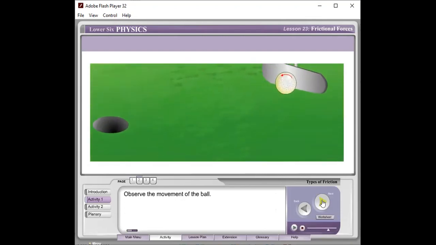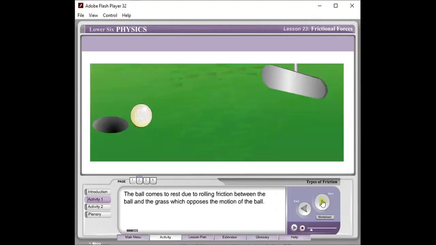Observe the movement of the ball. The ball comes to rest due to rolling friction between the ball and the grass, which opposes the motion of the ball.